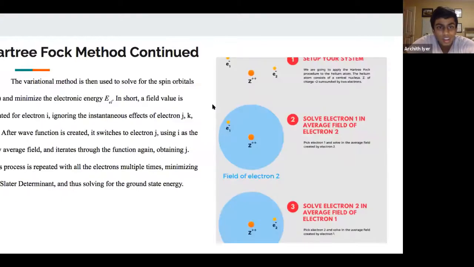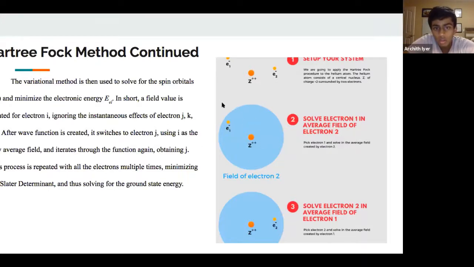So, Hartree method continued. Now that we have the Slater determinant, we need to obviously solve the differential equation, and the variational method is then used. Let's say, again, a 2-electron system like I talked about in the previous slide. Look at electron 1 right here. This is E1 for number 2 on this list. Number 1 is set up your system, obviously. And number 2 is to solve electron 1 in the average field of electron 2. So first we're solving for the energy of electron 1, and we're saving that value.